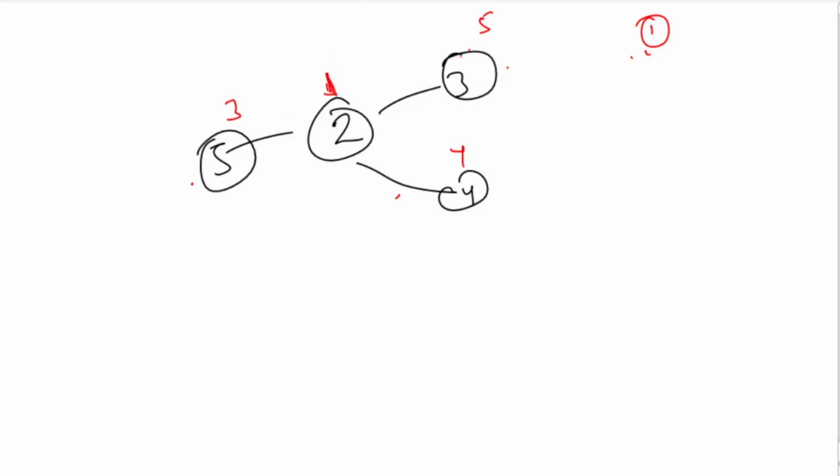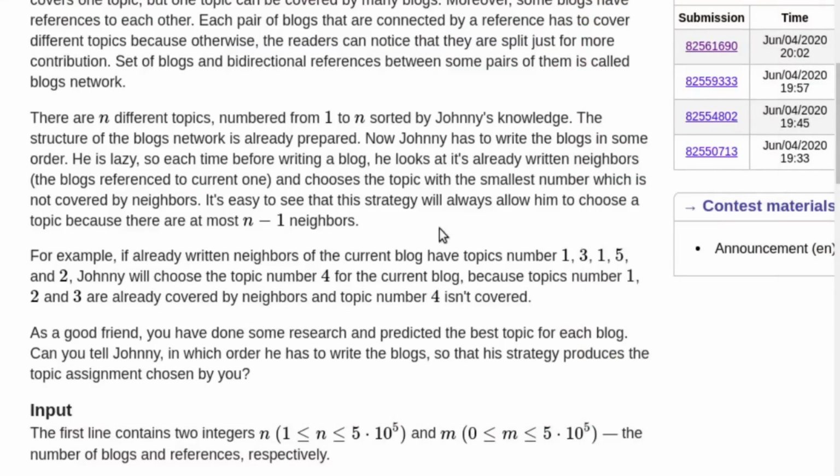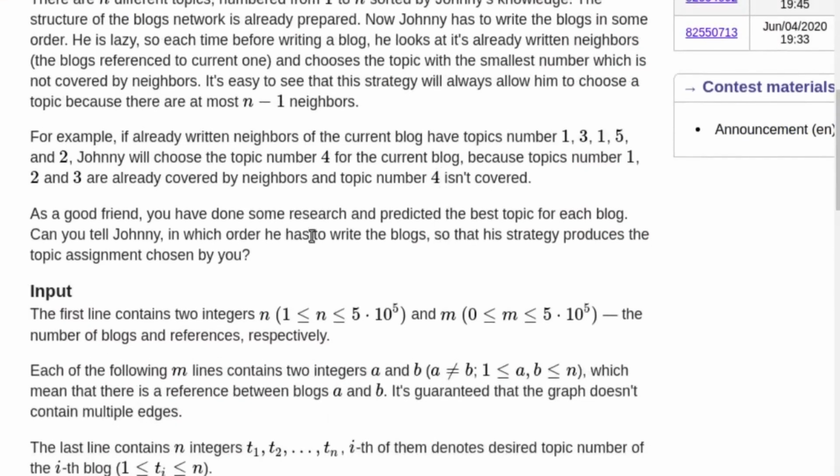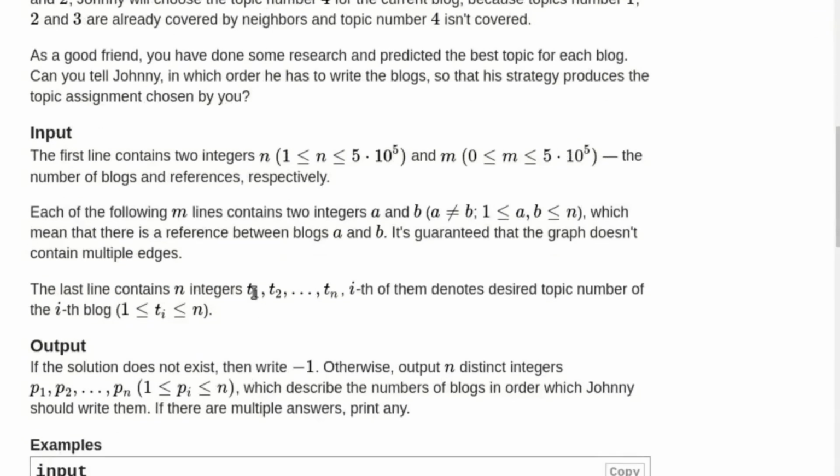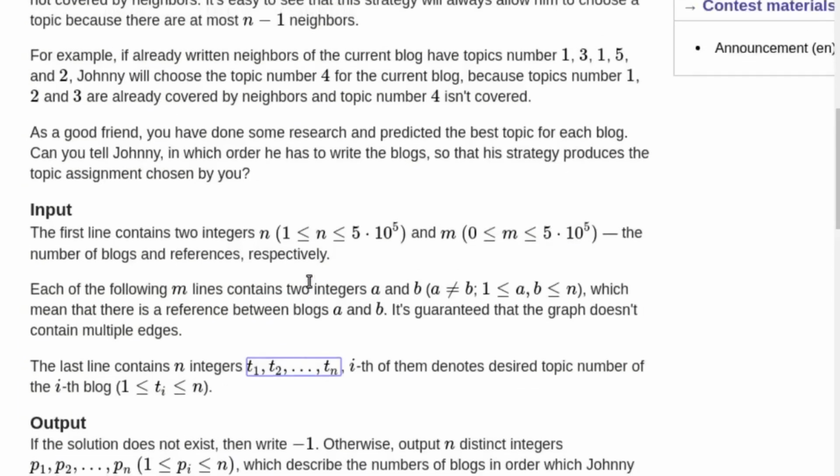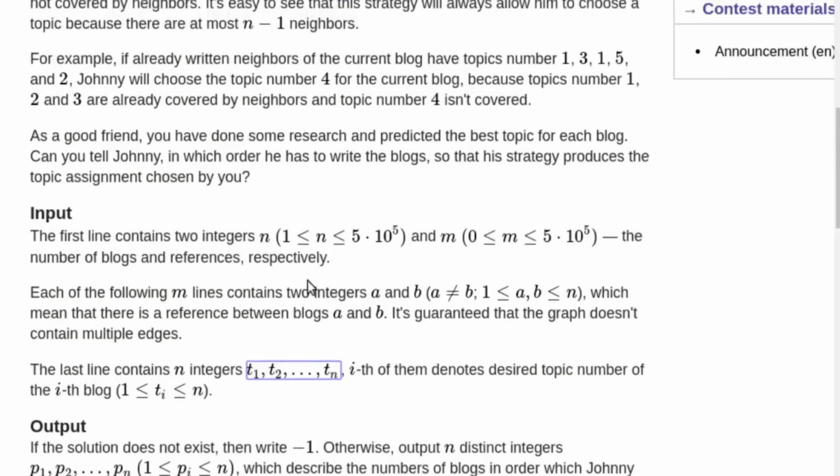So now your goal is, you are already given the desired topics, that is the first block should cover topic T1, the second block should cover topic T2. So you have to design an algorithm such that Johnny is able to write the blocks and follow this topic order, okay.